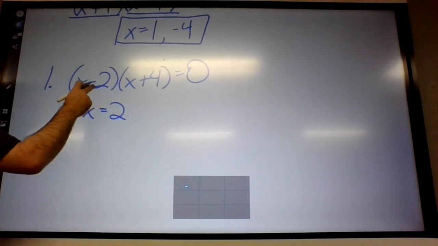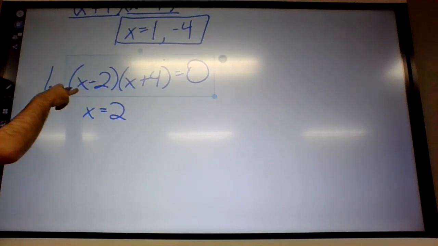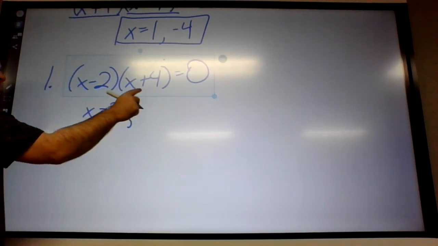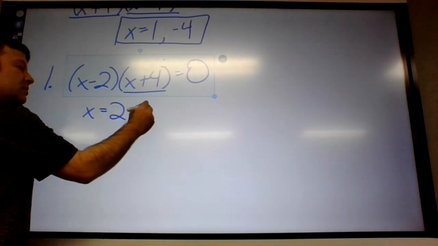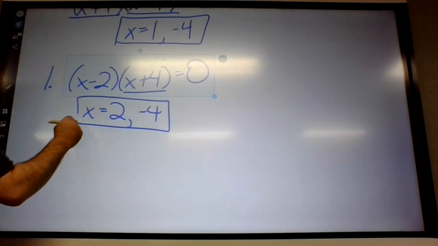So you can't always do the opposite. If it's a minus 2, you want a positive 2, because 2 minus 2 is 0. Okay, what x value would make this factor 0? Minus 4. Negative 4. That is it.